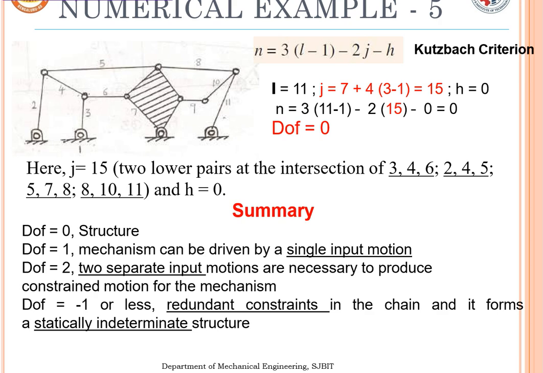If the degree of freedom is 1, it is a mechanism with single input motion. If the degree of freedom is 2, it has a constrained motion for the mechanism. If it is minus 1, it is a redundant constraint in the chain. Like this, we'll be able to define the structure.